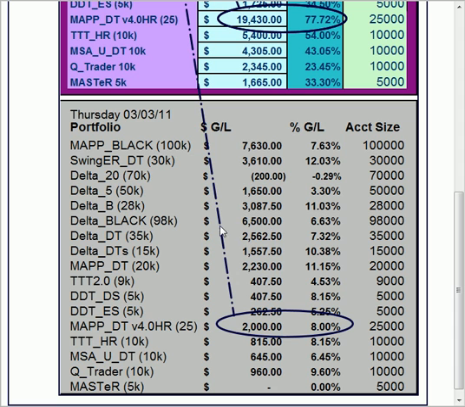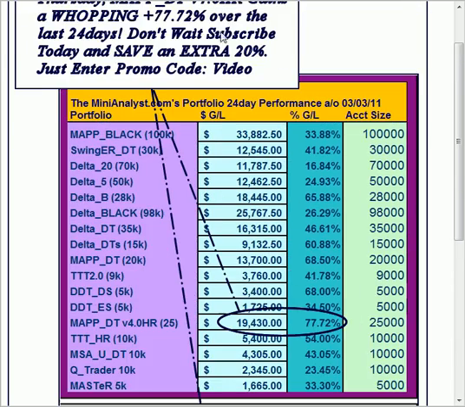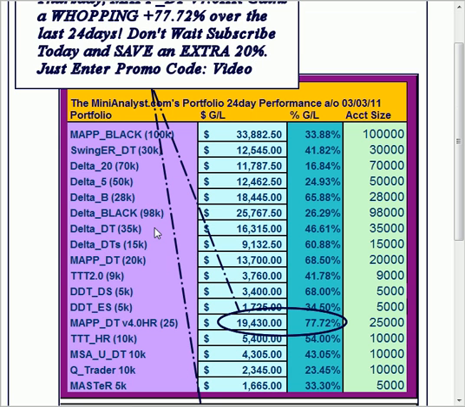Delta Black, again, another $100,000 portfolio, just buying at $6,500 on an absolute basis. $2,000 for the MapDT version 4.0 HR. That's an 8% gain. Of course, it wasn't the leader on a percentage basis, but over the last 24 days, there you can see it, a whopping 80% return. Actually, we already mentioned this at the beginning of the video.